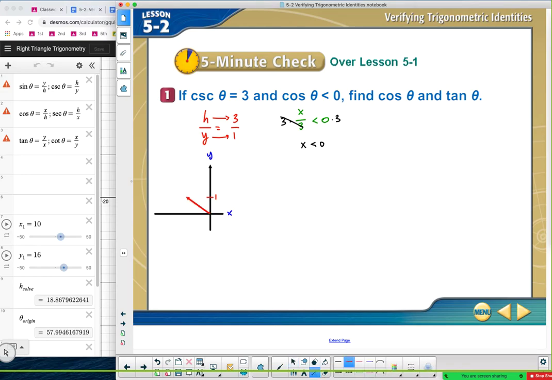So I'm just going to draw a diagonal like this. We don't know the x value. That's unknown to us. All we know is it's some negative number, but we do know the h is 3 and we know the y equals 1. We just don't know the x. So how could we solve for the x?